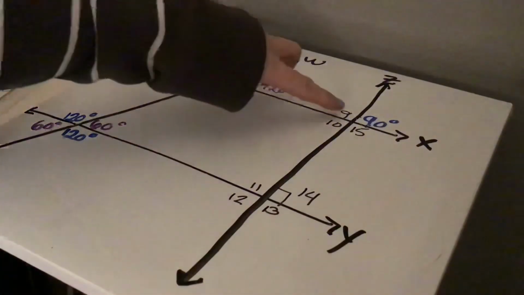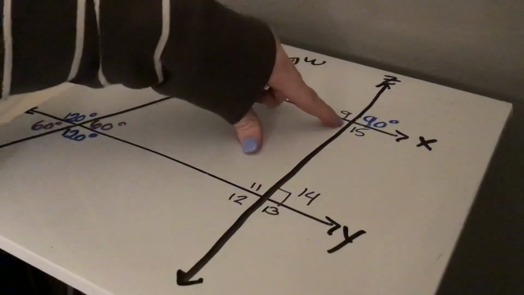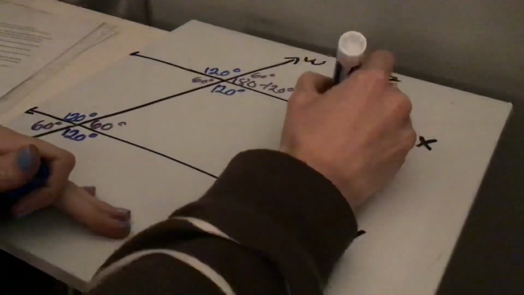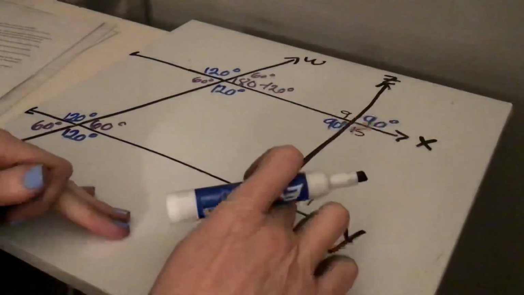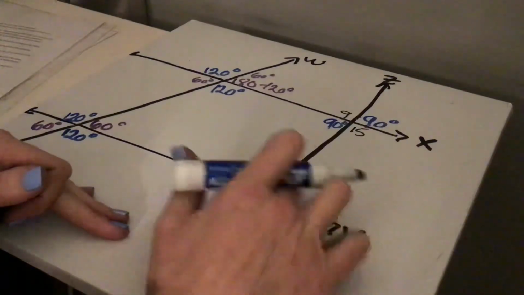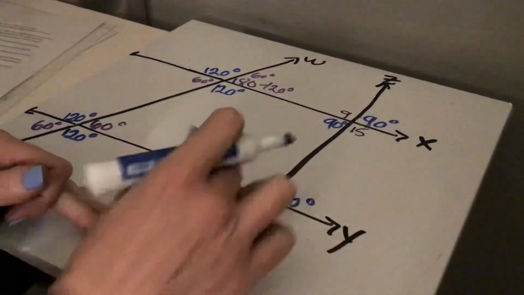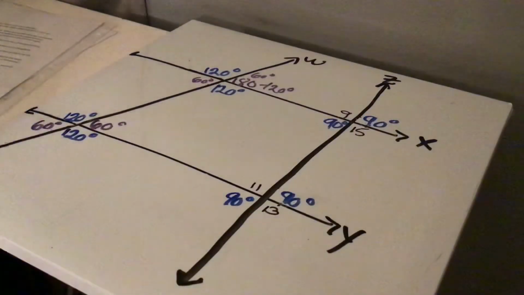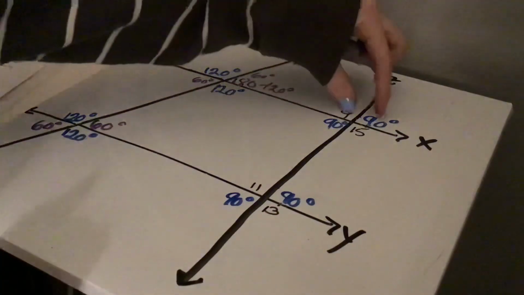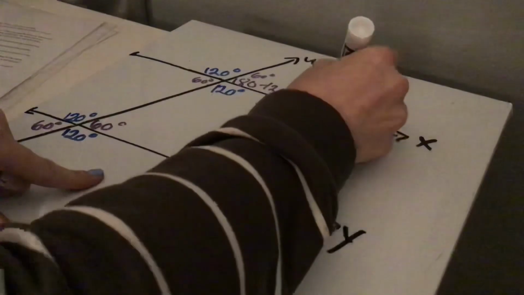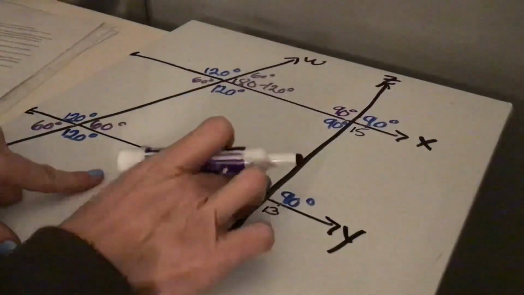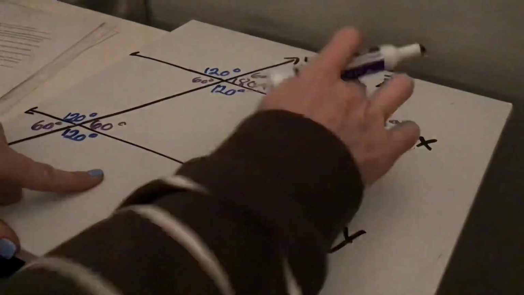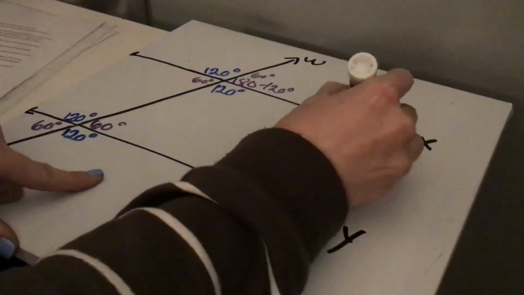So this one though, angle 10 has to be 90 degrees because it's vertical. Okay. Then alternate interior with angle 14, so this is 90 degrees. It's also corresponding with angle 12, so this is 90 degrees. Then the idea of supplementary, right? These two add up to 180, so this has to be 90 degrees. Corresponding to angle 11, this is 90 degrees. Vertical, so this is 90 degrees. And vertical here, so this is 90 degrees.